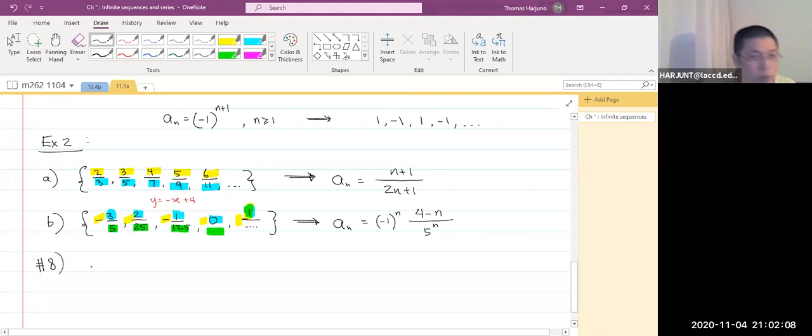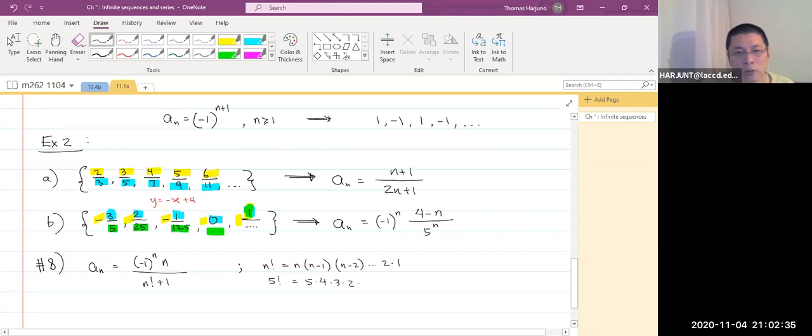Write the first 5 terms where the formula is a sub n equals negative 1 to the n times n over n factorial plus 1. Now, n factorial, by the way, means n times n minus 1 times n minus 2 all the way down to 1. So, for example, 5 factorial means 5 times 4 times 3 times 2 times 1. Okay, so can we write the first 5 terms?